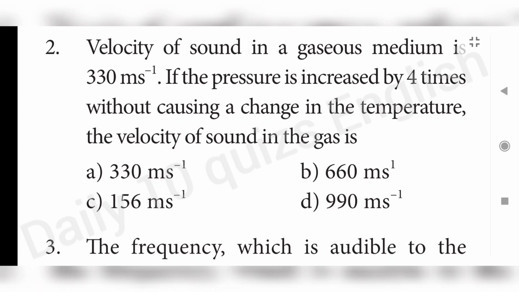Second one, velocity of sound in a gaseous medium is 330 meter per second. If the pressure is increased by 4 times without causing a change in the temperature, the velocity of sound in the gas is? Answer: the velocity of sound in the gas is 330 meter per second. That is option A, 330 meter per second.